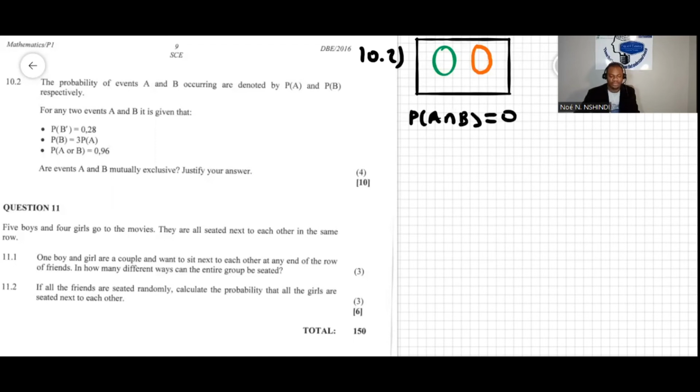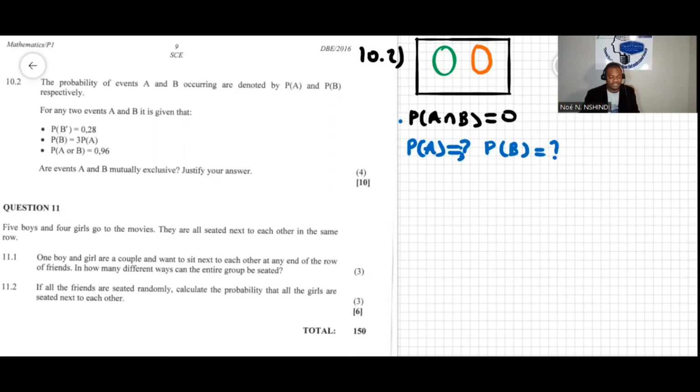Now, how can we do that? We need to find the probability of A and the probability of B. How can I find them then? First of all, as I said, we need to prove that the probability of A and B is equal to 0.